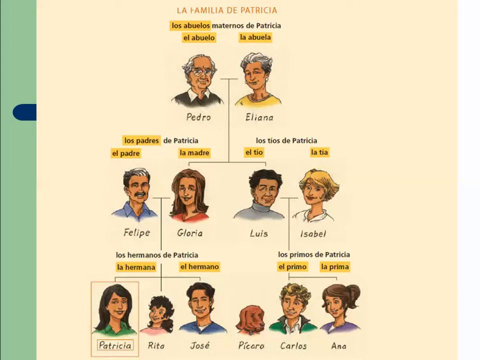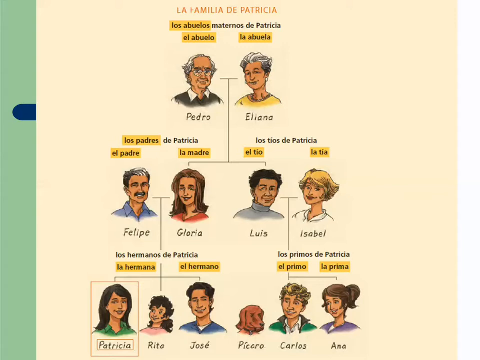Now, if we do plural, just like we did with Felipe y Gloria at the very beginning, so let's do Felipe y Gloria again, just so you can remember. Felipe y Gloria son, because it's plural, son is the plural of es. Remember, if you go back to the verb ser, soy, eres, es, somos, son. Son is plural. So Felipe y Gloria son los padres de Patricia.